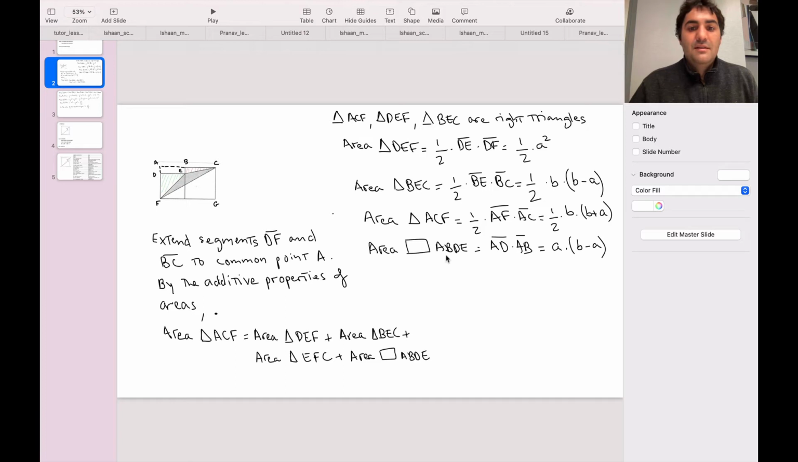And the area of rectangle ABDE is equal to the length of AD times the length of AB. And the length of AB is going to be the same as the length of the side of the smaller square, which is A, times the length of AD, which is equal to the length of BE, which we showed was B minus A. So we get A times B minus A.